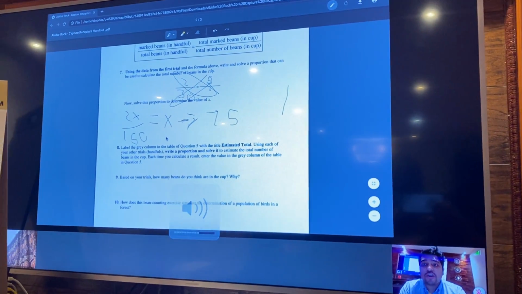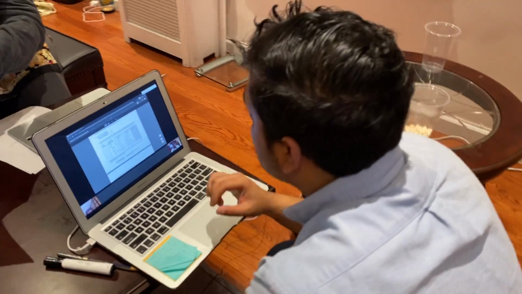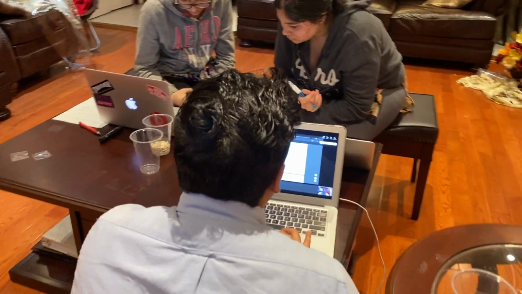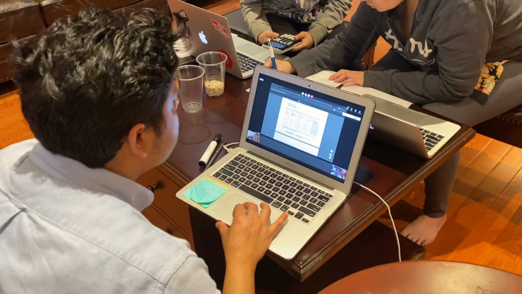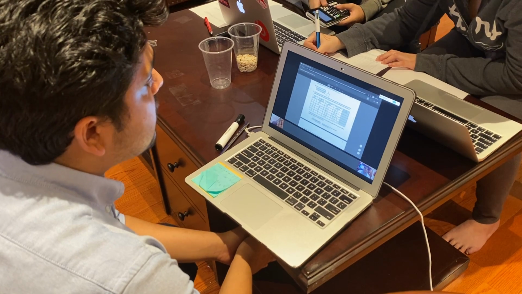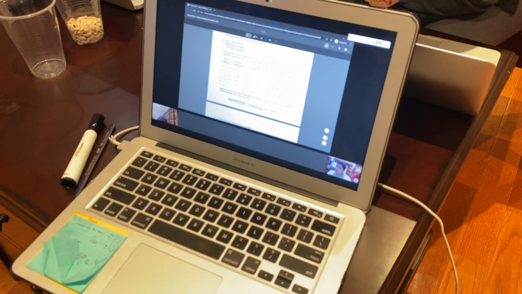Number 8? Okay, so go up. Let's go back up to the table. Basically what we want to do is get the estimated value of this ratio. The estimated value here is just going to be 6 over 24. So what is 6 over 24 as a decimal?